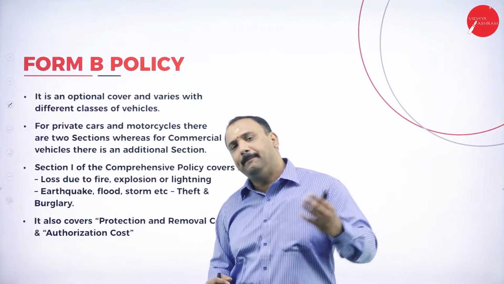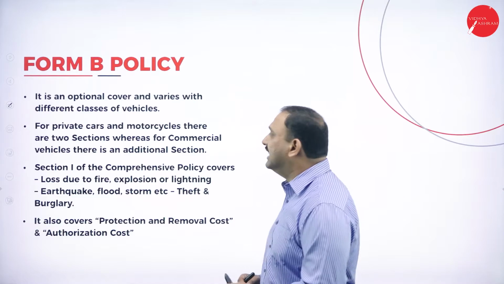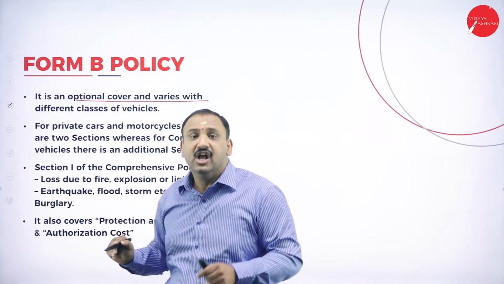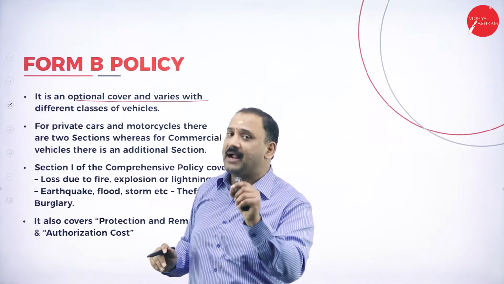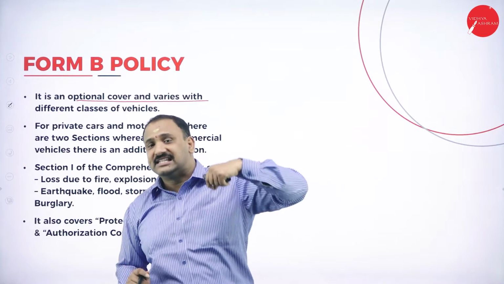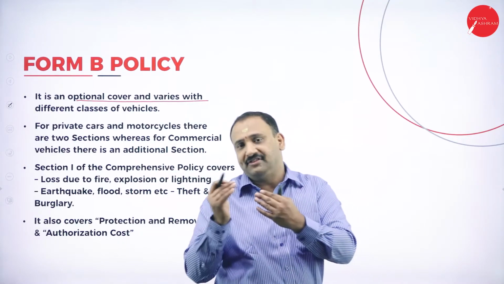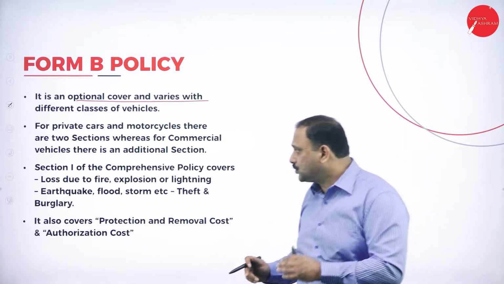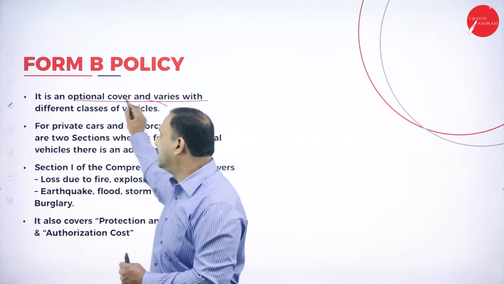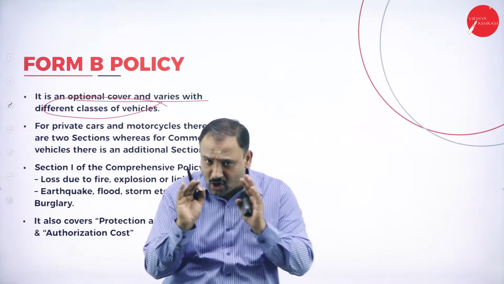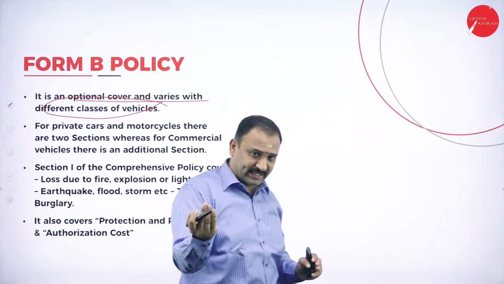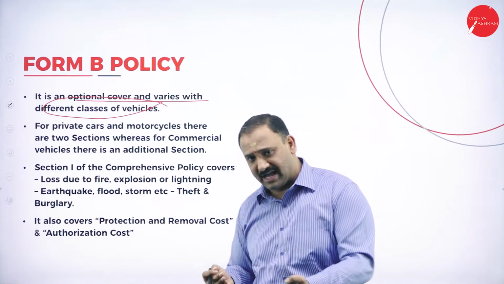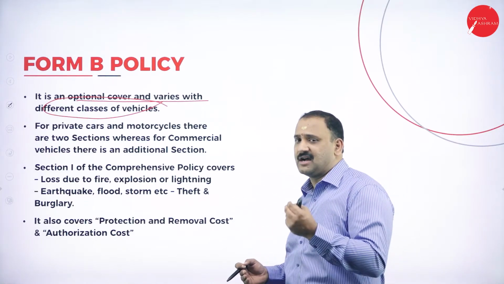Followed by a Form B policy. What is a Form B policy? It's an optional cover. So first let's try to understand this word very clearly: optional cover. That means it is not mandatory. If you feel you want something extra, something more than the normal policy, you will switch to the optional cover policy, which varies with different classes of vehicle. So it will not be the same for all kinds of vehicles. An SUV might have a different option, a normal sedan car will have a different option, a hatchback will have a different option. So it is an optional cover that we are giving.